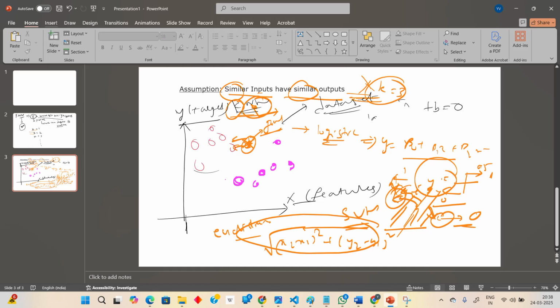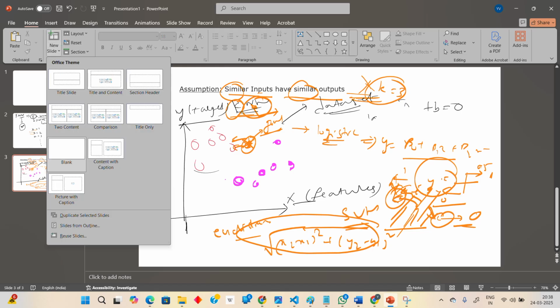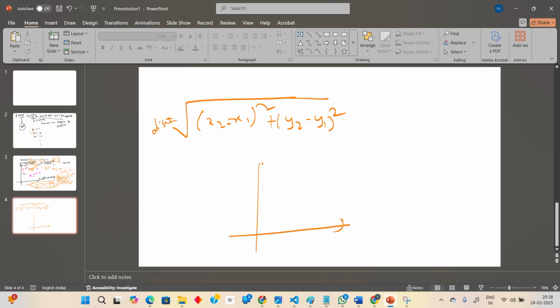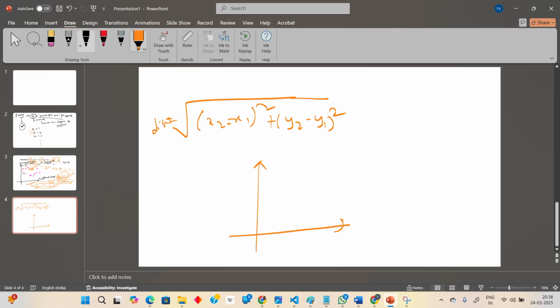Let me take a new slide. Meanwhile, did anybody observe this formula? Please let me know. (x2 minus x1) whole square plus (y2 minus y1) whole square. So this is the distance between 2 points. Let us consider the points. This is one point, 2 comma 4. This is one more point, 5 comma 2.